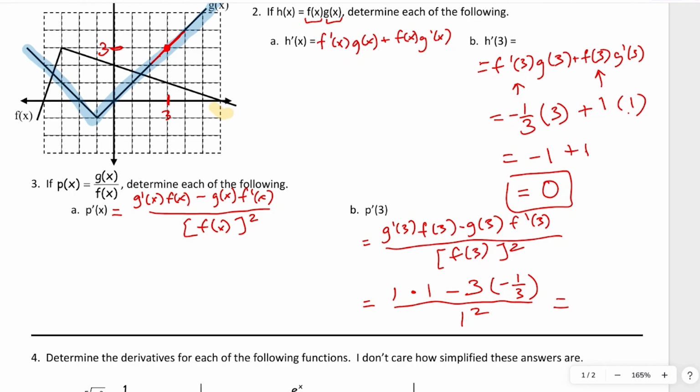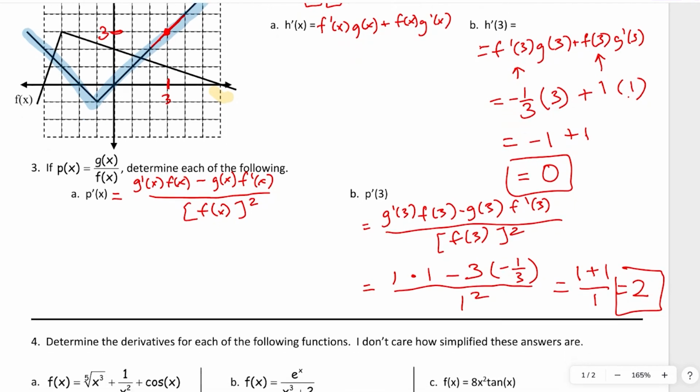So yeah, we can go ahead and evaluate this. 1 times 1 is going to be 1. We've got negative 3 times negative 1/3 is going to be positive 1 over 1. So this is going to equal 2. So the slope of this function p when x is 3 is 2. The instantaneous rate of change of function p at x equals 3 is 2. There's a lot of different ways that we can describe what's going on here.